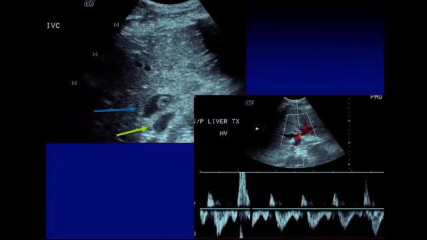Here's an example of a patient who's got 2 inferior vena cavas demonstrated. One is the donor, which is the more anterior, and the other is the recipient, the more posterior. And the donor segment of inferior vena cava comes with the attached hepatic veins. And then one is able to get normal hepatic vein waveforms subsequent to the surgery.